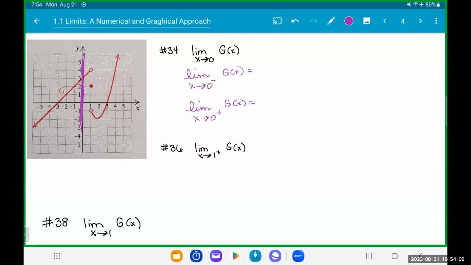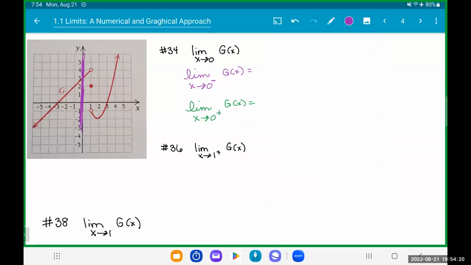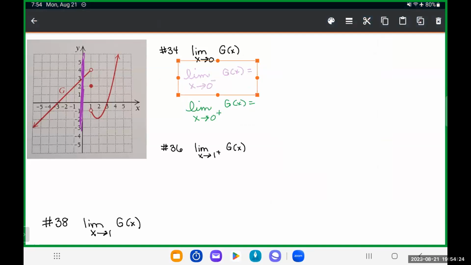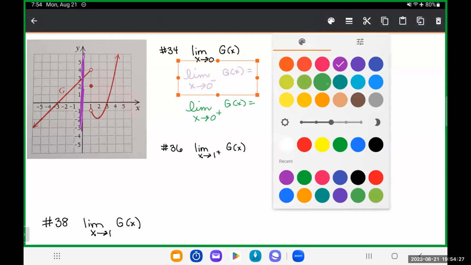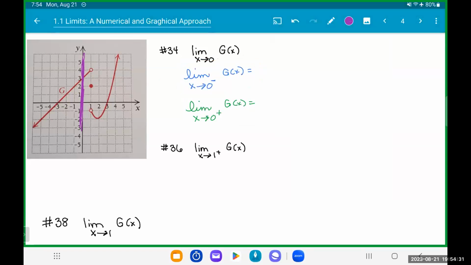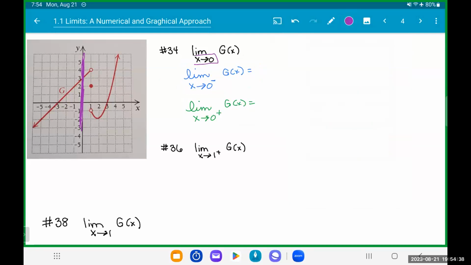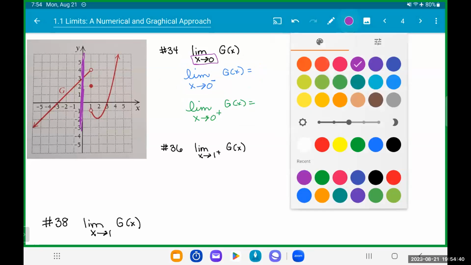I'm going to use two different colors to help you visually see this. The purple line is what we're approaching, because this tells me that x is approaching 0.